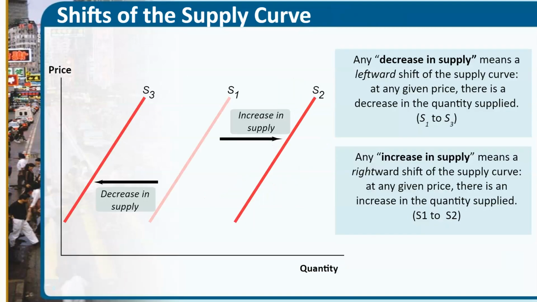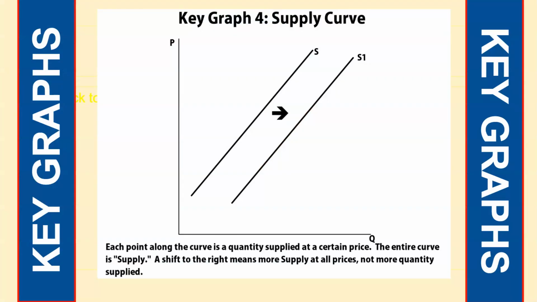So again, an increase in supply is going to shift the curve outward or rightward. A decrease in supply is going to shift the curve leftward or inward. And that's what we see in this particular model in terms of key graph 4. The curve can shift outward or rightward, and it can also shift leftward or inward. Now, what's going to make that curve shift?